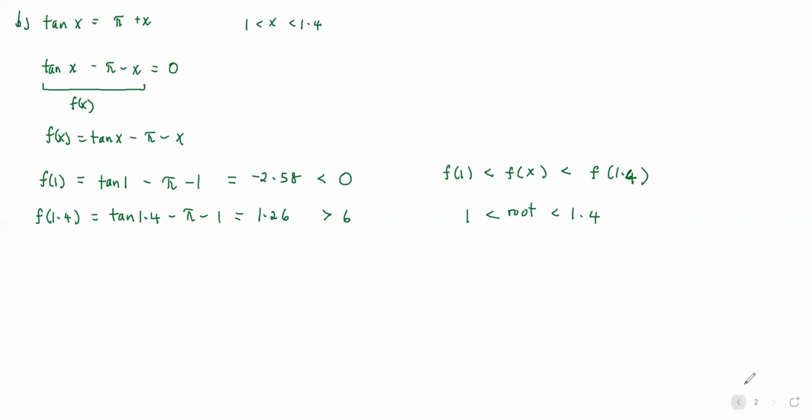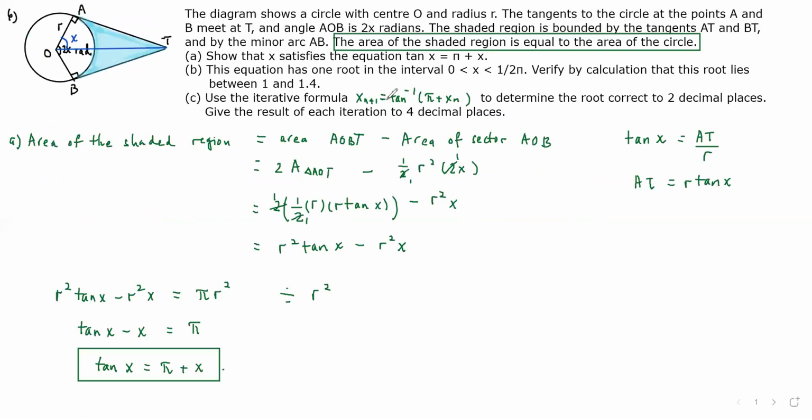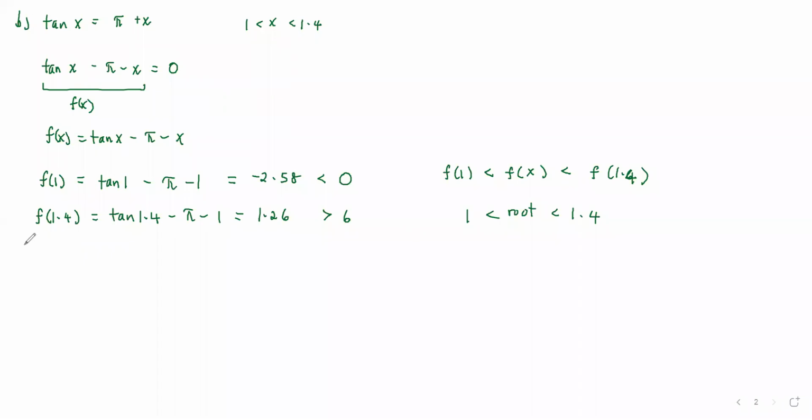That is part B. For part C, you need to use the iterative formula to determine the root correct to 2 decimal places. And the result of each iteration must be to 4 decimal places. You are given an iterative formula, x sub n plus 1 is given by arctangent of pi plus x sub n. Your calculator must be in radian mode.